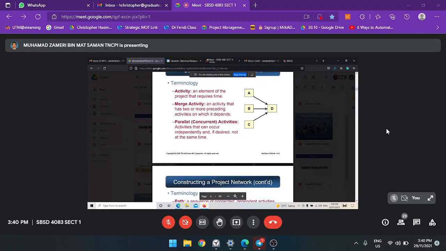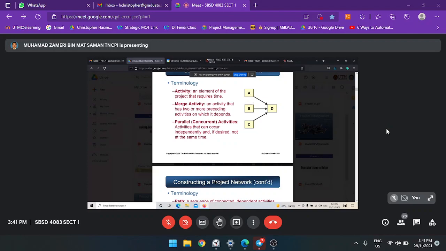Merge activity. That means we merge activity here, something like this. In order to start D, you need to complete A, B, and C. So A, B, and C are individual activities, but at the end of the day, you merge your direction. So before you can start D, A, B, and C must be finished first. Okay.